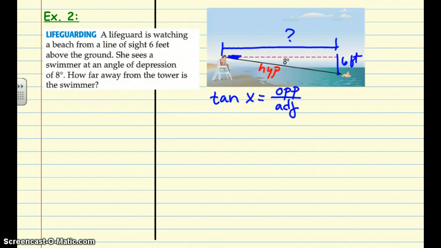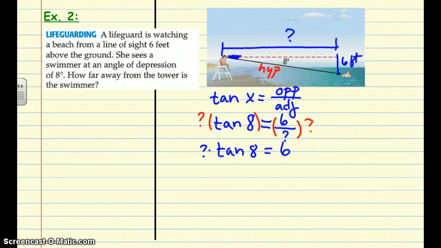In this case, we do know the angle. So I'm going to say the tangent of 8 is equal to, well, what's the opposite of our angle? It's 6 over question mark. And now we want to solve for this question mark. So we're going to use our algebra to do that. The first thing that I'm going to do is multiply both sides of my equation by the question mark. So I have question mark times tangent of 8 is equal to 6. And again, I'm trying to get that question mark all by itself. So I'm going to divide both sides by tangent of 8.